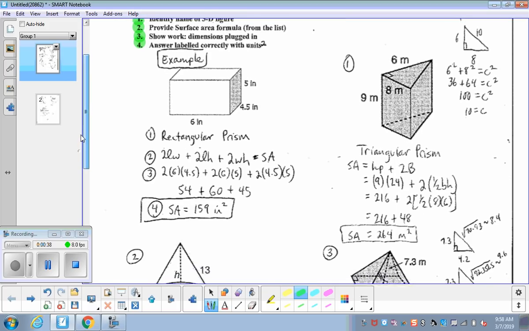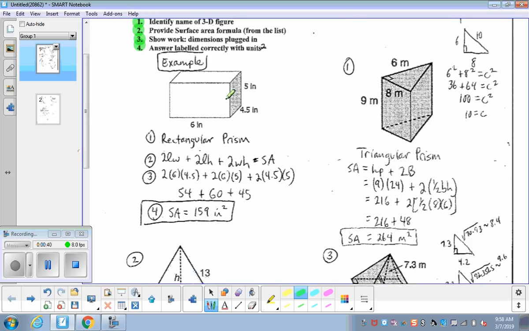Okay? So the first example that's done for you on your paper is of a rectangular prism, and I think most of you are comfortable with the surface area of a rectangular prism, and there is an example there for you. Again, I've got work steps 1, 2, 3, and 4. Now, let's take a look after you've gotten situated. We're going to take a look at the first question here.